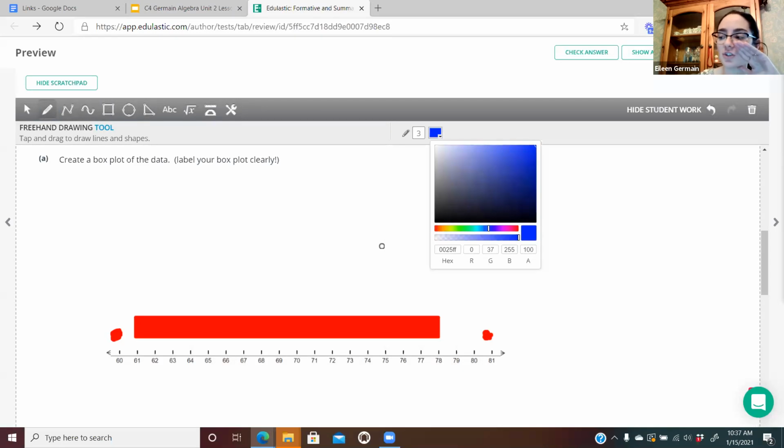You should probably change the color as well. You're going to connect your minimum to your box. You're going to connect your maximum to your box. If it's not a straight line, it doesn't matter. I'm just looking for the general area.